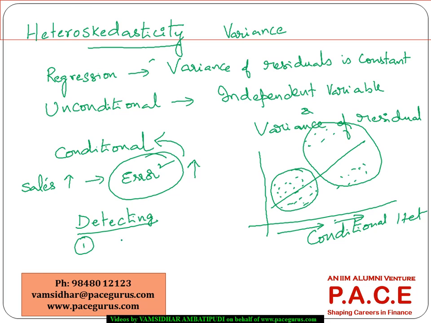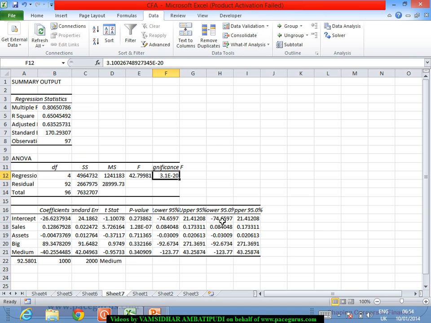wherein you take the independent variable on the x-axis one at a time. You take the independent variable on the x-axis and you take the error squared, or probably a simple error itself, the residual itself, not the error square. You take the error on the y-axis and try plotting the graph. If you see some kind of pattern among the observations, then probably it's an indication that conditional heteroskedasticity is present in the data.